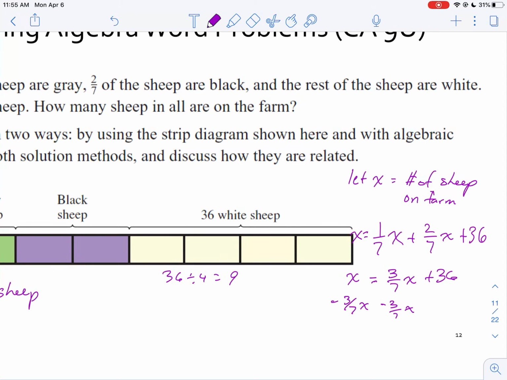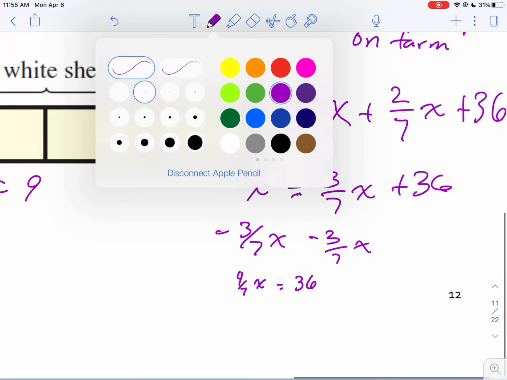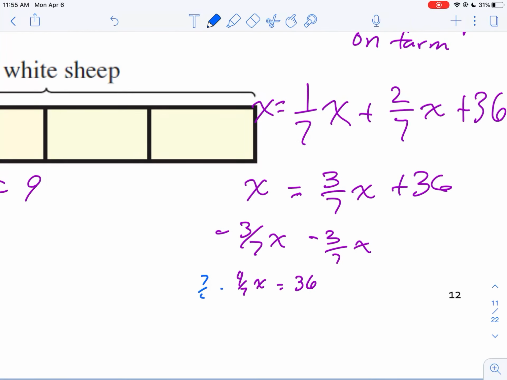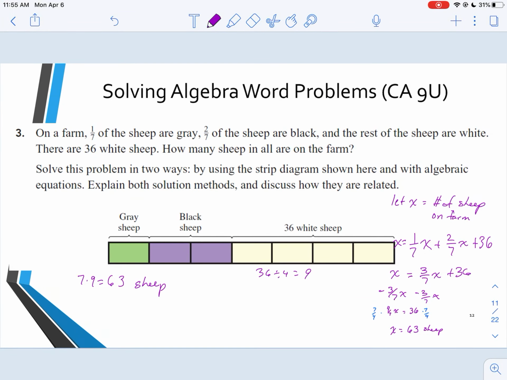Subtract 3/7 x from both sides. We get 4/7 x equals 36. Solve that. A couple ways of thinking about it. One is to divide by 4/7 on both sides. Another is to multiply each side by the reciprocal. And when you do that, you'll find that x equals 63 sheep. Yeah, I would say that's the algebraic way.